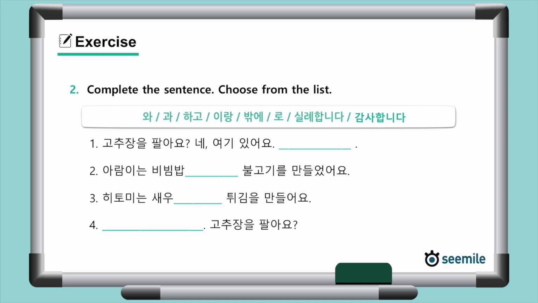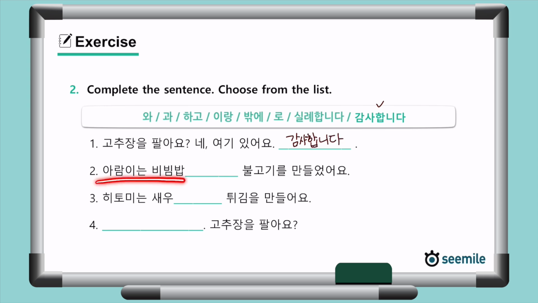Now, question number 2. Complete the sentence. Choose from the list. Number 1. 고추장을 팔아요? 네, 여기 있어요. Do you sell 고추장? Yes, here you are. Then what's the proper reply? Thank you, right? So the answer is 감사합니다.